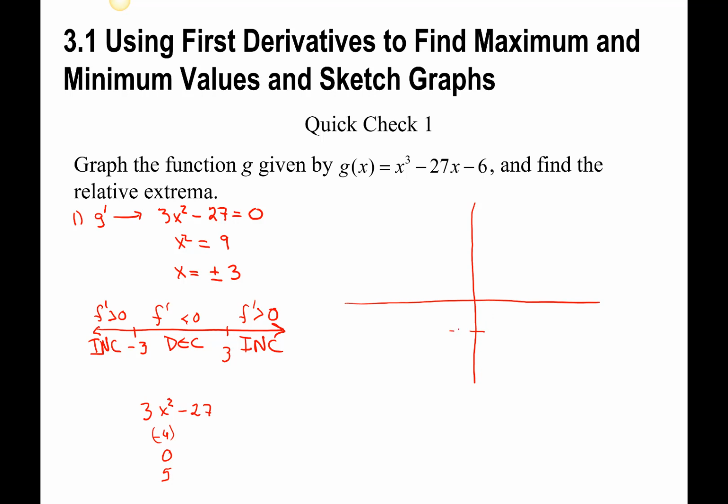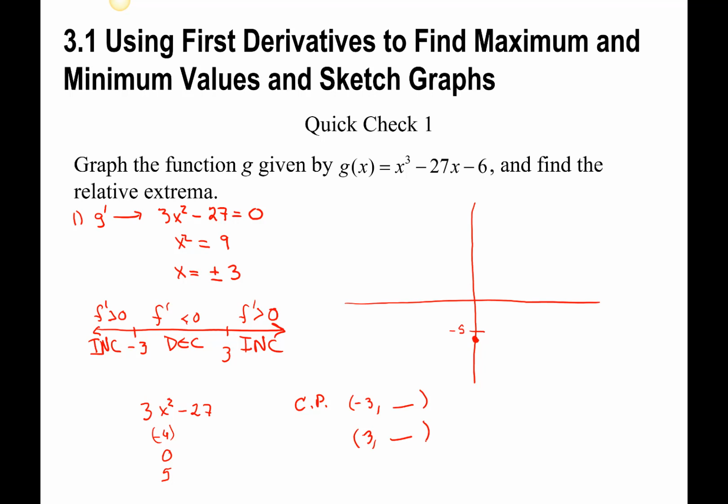Something I know for sure is it goes through 0, -6. How did I get that? I'll just go back to the original function and plug in 0, right? Out pops -6. So that's a real easy point to pick off, to include on your graph. Okay. So our two critical points are going to be -3, comma, something or other, and 3, comma, something or other. And I'll just jump on.